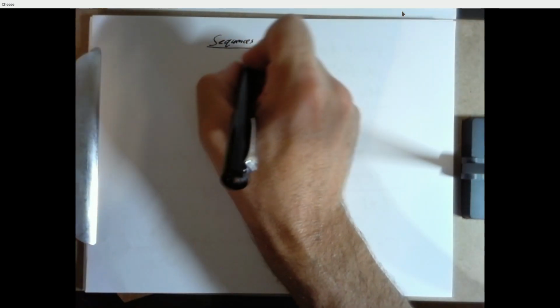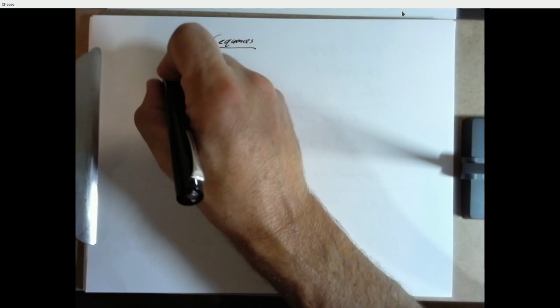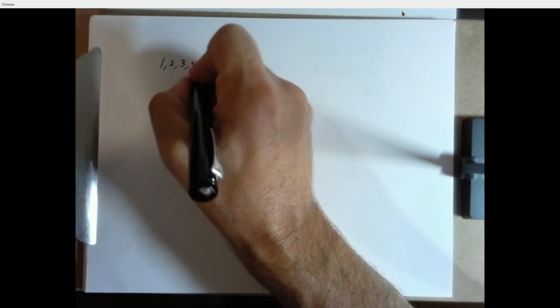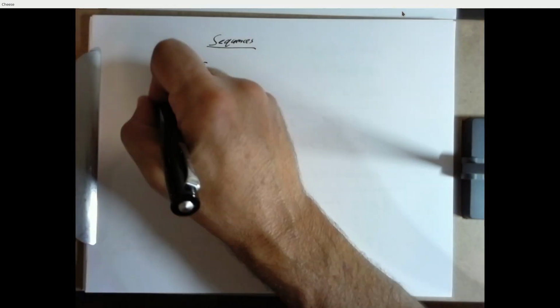So today we want to talk about sequences, and this is going to lead us into summations. Let me give you some informal examples of sequences. Here's a finite sequence. It consists of 5 terms, 1, 2, 3, 4, 5. Here's an infinite sequence.